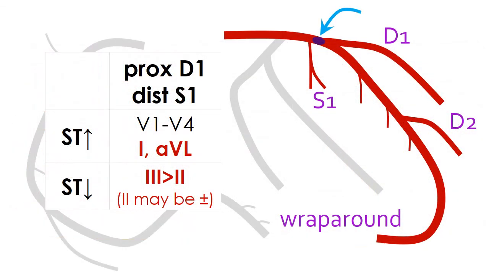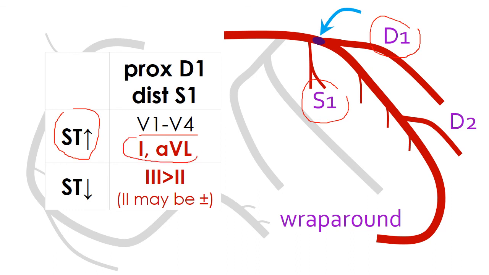In summary, in obstructions of the left anterior descending coronary artery that are distal to the first septal branch but proximal to the takeoff level of the first diagonal branch, the ST segment is elevated from V1 to V4, but also characteristically in leads 1 and aVL. And the ST segment is depressed in the inferior leads, but in lead 3 more depressed than in lead 2. In fact, in lead 2 it may be, in some instances, isoelectric.